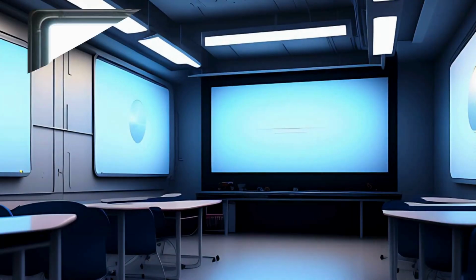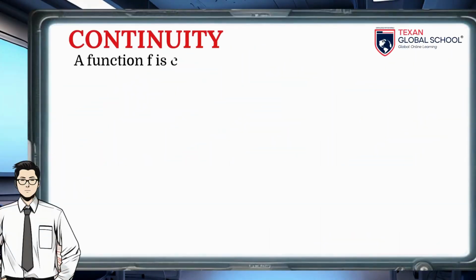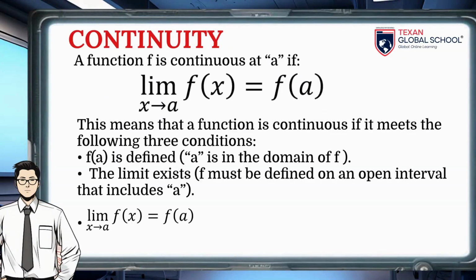We will now define the concept of continuity. Using the above definition, if f is not continuous at a, then it is said that f is discontinuous at a, or that f has a discontinuity at a. This means that a function is continuous if it satisfies the following 3 conditions: f of a is defined, that is, a is in the domain of f; the limit exists; and the definition is fulfilled.